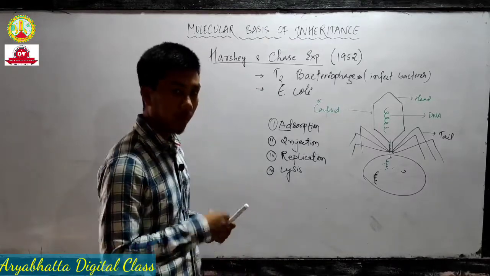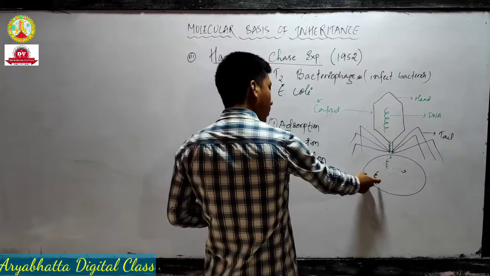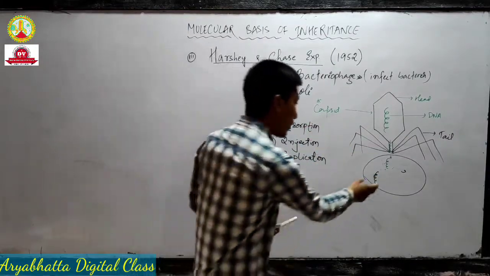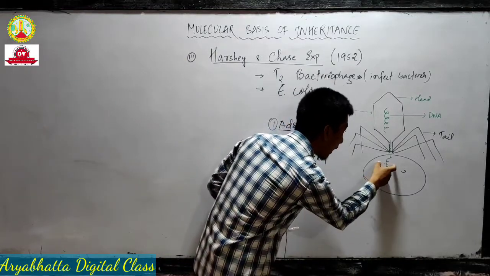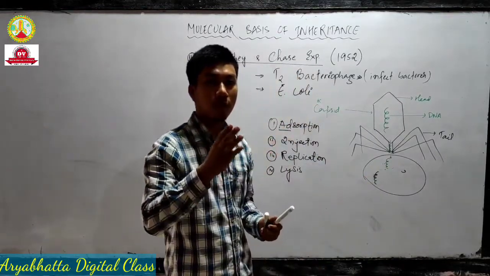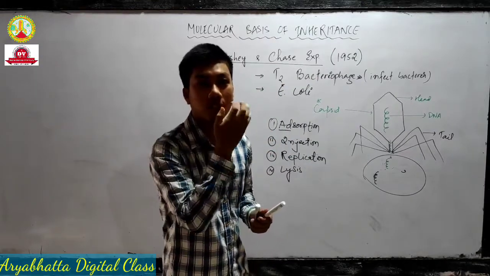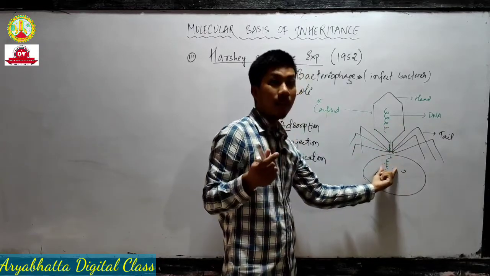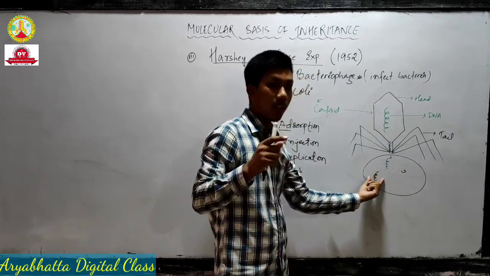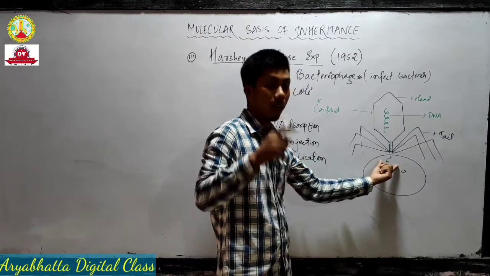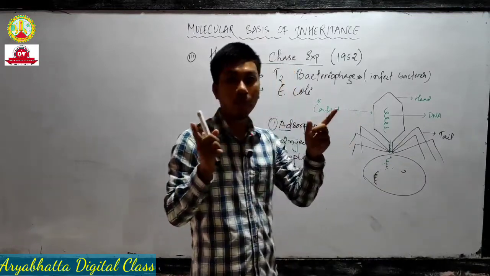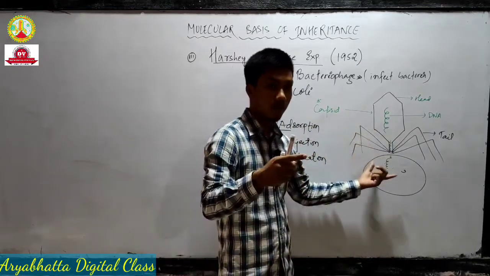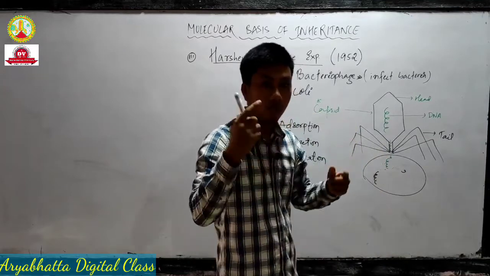Lysis means breakdown. Breakdown of what? Breaking of bacterial DNA. So the viral DNA will try to break the bacterial DNA, but the bacterial DNA will also try to break the viral DNA. This process we will see in the biotechnology chapter. When any foreign DNA comes inside the bacteria, the bacteria will try to break that foreign DNA, because they don't want any foreign DNA.